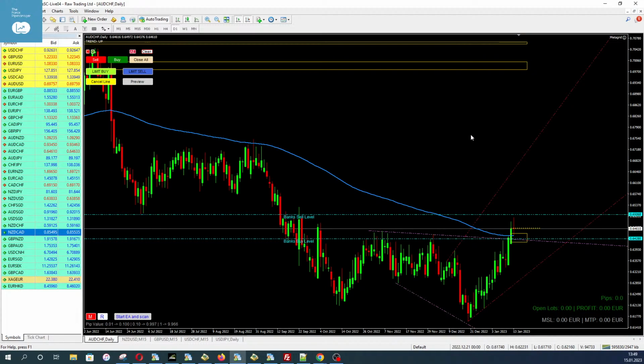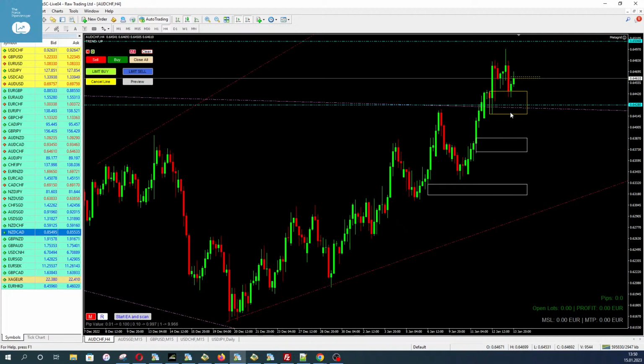Here on the daily time frame, we can see that a demand zone has been created here. This is this yellow box here. If we go lower to the H4, we can see it better. And this H4 demand zone already reacted, as you can see.